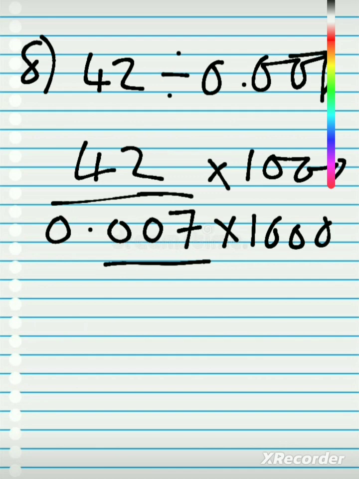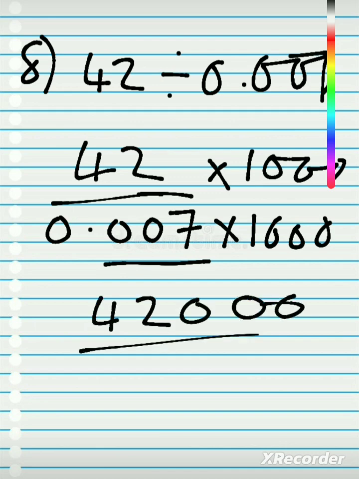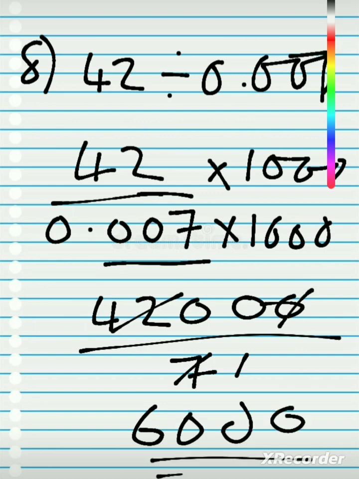So when you multiply 42 times 1000 is 42,000. 0.007 times 1000. When you do this, the zeros and the point disappear. So 7 here, 7 into 42, it goes there 6 times. 7 into 0, 0, 7 into 0, 0, 7 into 0, 0, 6,000.